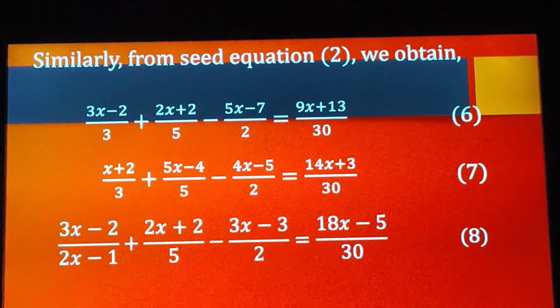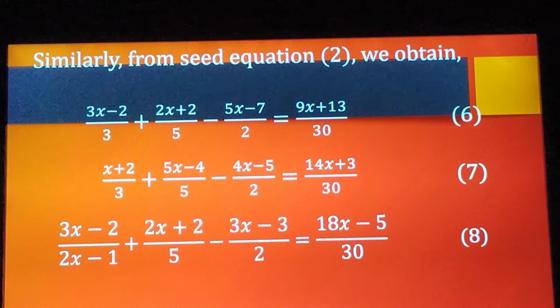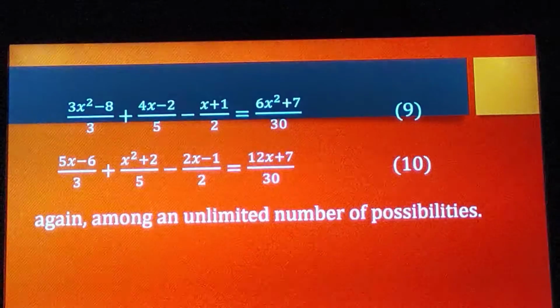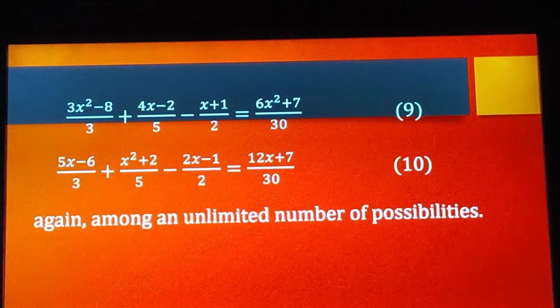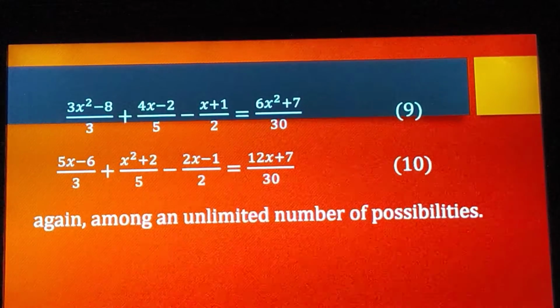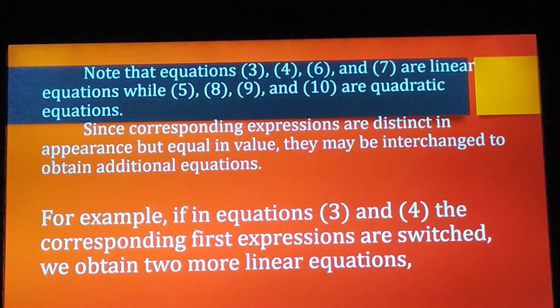Similarly, from seed equation number 2, we obtain these equations, number 6, 7, and 8. Still, the embedded solution is x equals 2. And we have two more, equations 9 and 10, which are now quadratic equations among an unlimited number of possibilities. Note that equations 3, 4, 6, 7 are linear equations, while 5, 8, 9, 10 are quadratic equations.